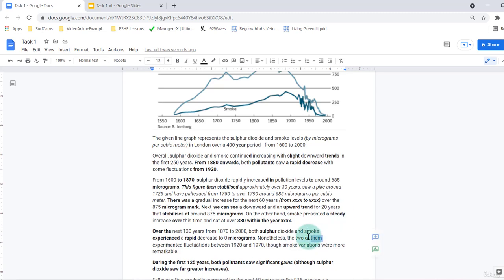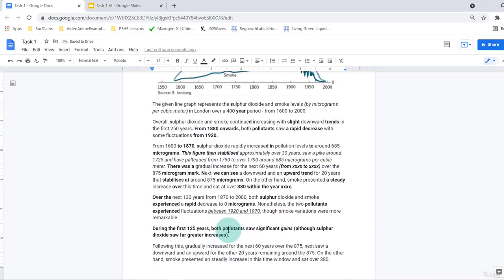say the two of them, I don't quite like that. The two pollutants, I'll use again. The two pollutants experienced fluctuations between 1920, to 1970. Okay, that's about right. Though smoke variations were more remarkable. And that's definitely right. And I think that this is just a really good example of where the student has actually stated what years we're talking about. And it just makes it so much easier for the examiner to understand.